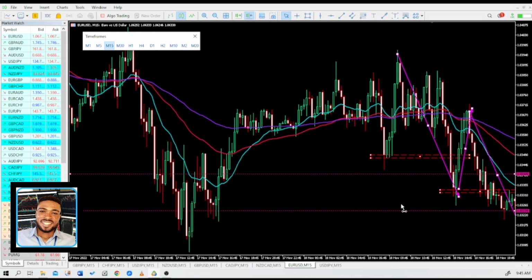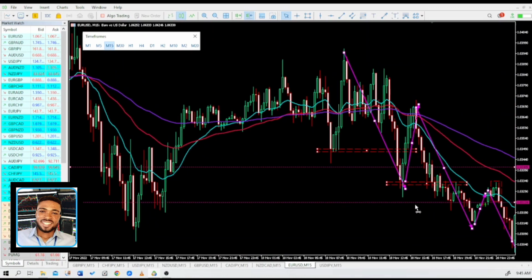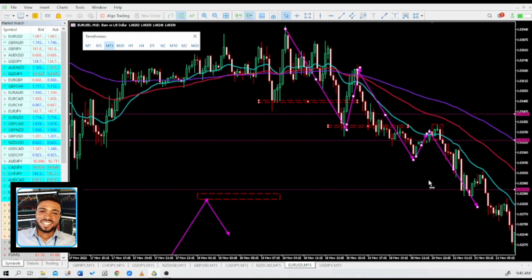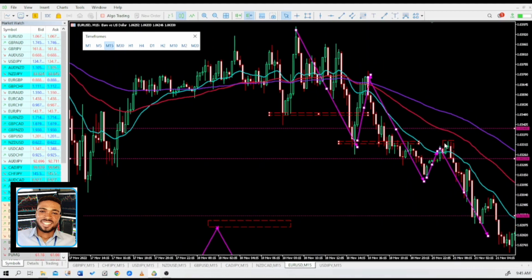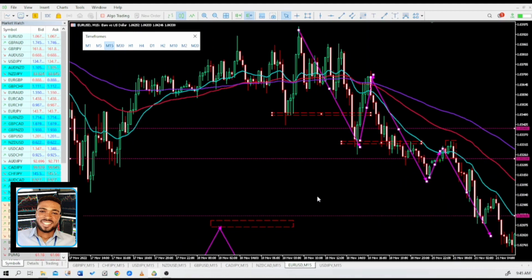Okay, so you have to identify the Z pattern first, and then when it breaks this Z pattern, now you wait for a confirmation pattern, and you take your trade. You keep doing this until the trend ends. Okay, until the trend ends.